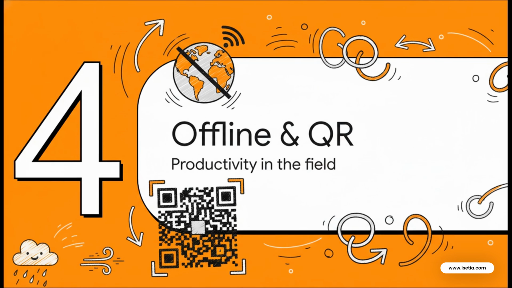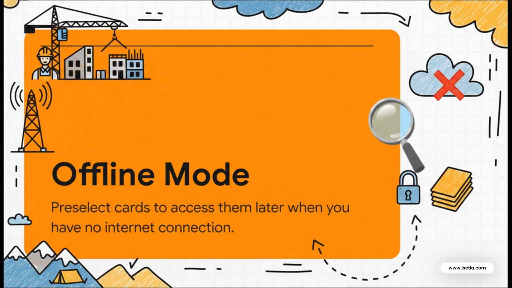Okay, last but definitely not least, let's talk about a couple of real power features. These were built specifically for when you're out in the field: offline mode and the QR scanner. Seriously, these two are game changers. So picture this. You're out on a huge site, maybe in a basement or a remote area, and surprise, surprise, you've got zero internet. We've all been there, right?